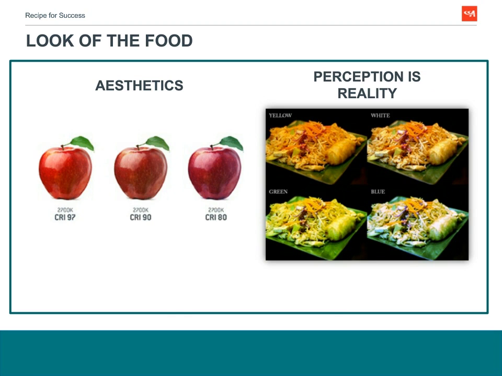food. For the aesthetics, as mentioned, color, type, and brightness of the light can greatly affect the look of the food. As you can see in the comparison of the 3 apples, impact is dramatic.